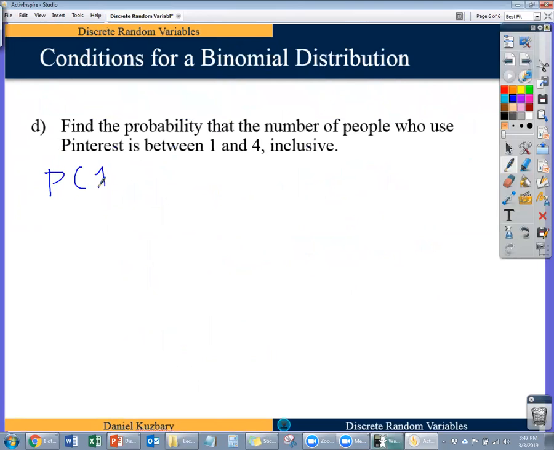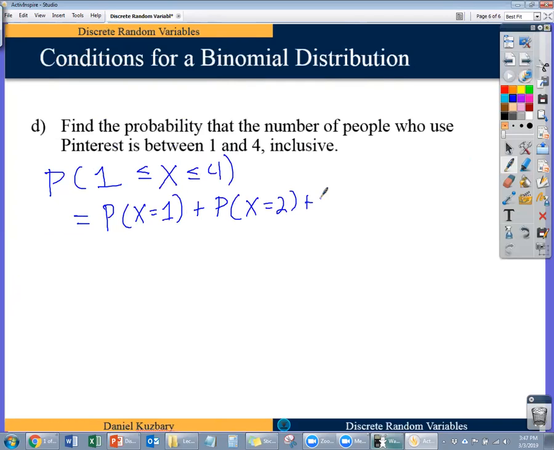So this is the probability that x is greater than or equal to 1 and less than or equal to 4, which is kind of nice. I can think of a couple ways to do this. I'm going to show you the long way to do it, and I'm going to tell you that this is a perfectly fine way to do it. So this is equal to the probability that x is 1 plus the probability that x is 2 plus the probability that x is 3 plus the probability that x is 4.